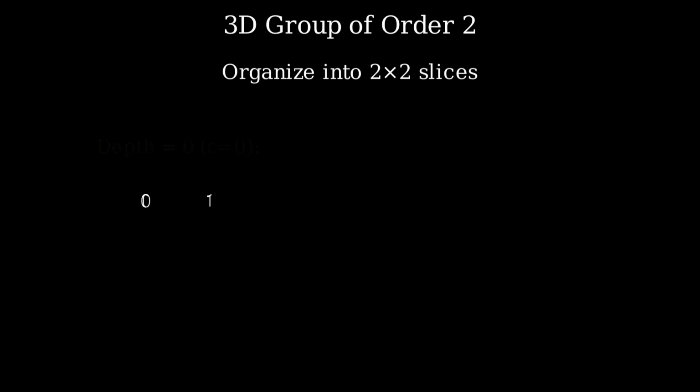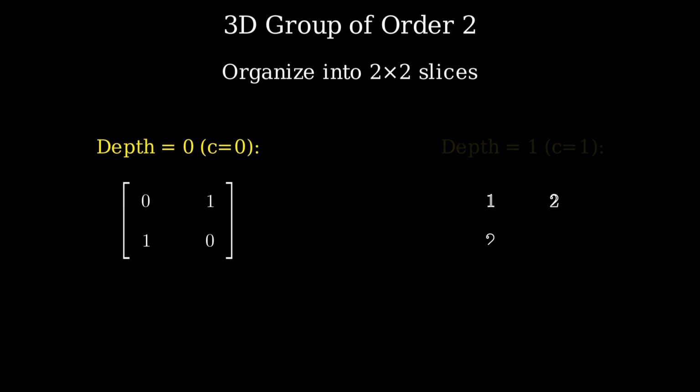For depth equals 0, where C equals 0, we have entries T of A, B, 0 equals A plus B plus 0. Before taking mod 2, this gives us 0, 1, 1, 2. After mod 2, we get 0, 1, 1, 0. For depth equals 1, where C equals 1, we have entries T of A, B, 1 equals A plus B plus 1. Before taking mod 2, this gives us 1, 2, 2, 3. After mod 2, we get 1, 0, 0, 1.